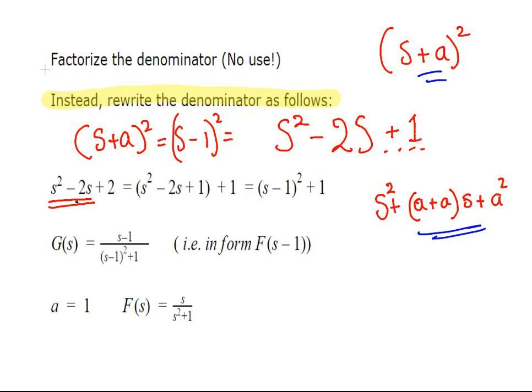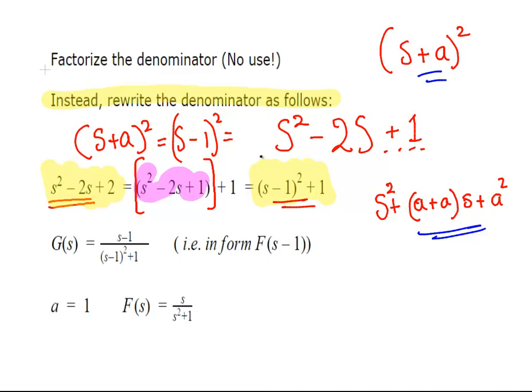So what we're going to say is that s squared minus 2s plus 2, we're going to split up into two parts. We're going to call it s squared minus 2s plus 1, plus 1. So I have this component here and plus 1. What I can say further is that we can call this s minus 1 squared plus 1. So I can re-express the denominator as s minus 1 squared plus 1.